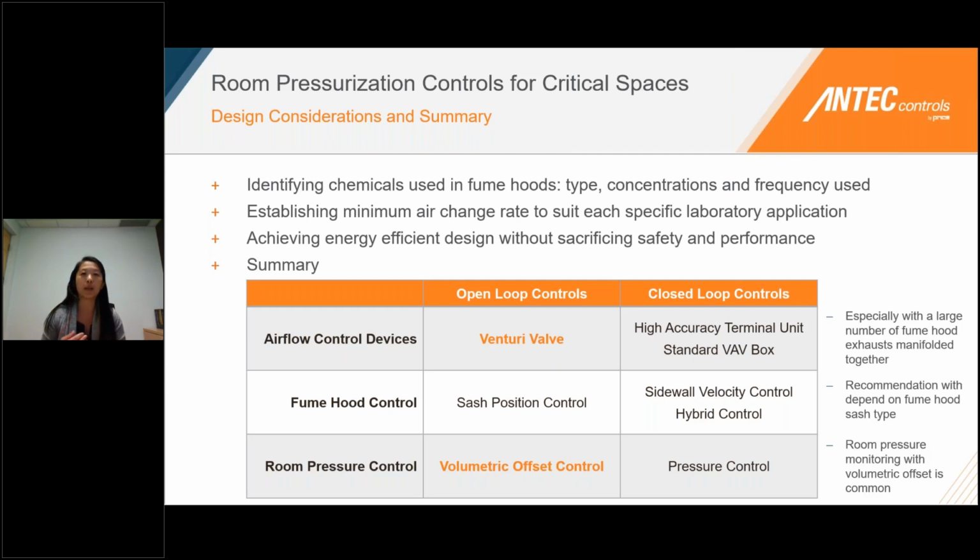But in lab applications, we do have typical recommendations. In labs, we do recommend Venturi valves for some of the reasons that I mentioned earlier: that mechanical pressure independence, that instantaneous speed of response to changes in duct static pressure, and also the higher configurability when you're looking at different types of equipment control. And then fume hood control will highly depend on the type of sash type. And then, like I mentioned, in room control, we typically recommend volumetric offset because it's just quick and stable, especially when you're considering labs with lots of variable volume fume hoods.